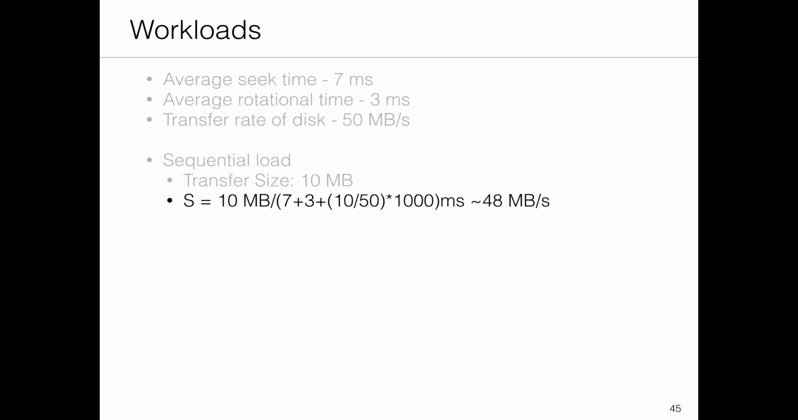And the answer can be fairly simply calculated. This is the total amount of data that you want to access: one seek, one rotate, plus the time taken to transfer this particular 10 megabytes. This is the total time taken. This is the total data that you want to transfer. So it's going to be approximately 50 megabytes per second, but slightly less because of the seek and the rotation.